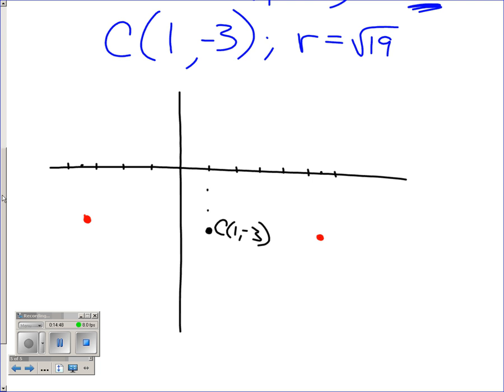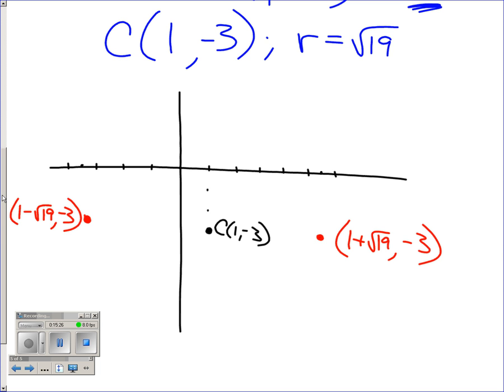Well, this is going to be 1 plus the square root of 19, because I'm adding the square root of 19 to my x coordinate from the center point. -3. So I haven't moved up or down for these 2 points. This is horizontal. And this point over here on the left, it's going to have coordinates of 1 minus the square root of 19, -3, right? Left and right, you go whatever that radius distance is, you add or subtract from the x value.